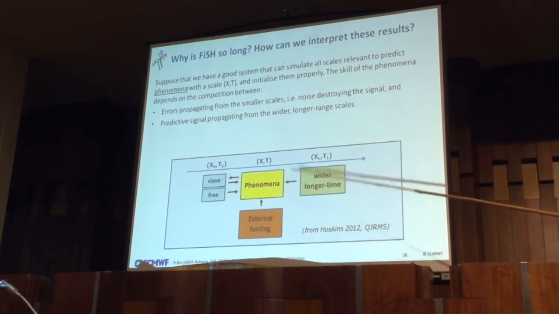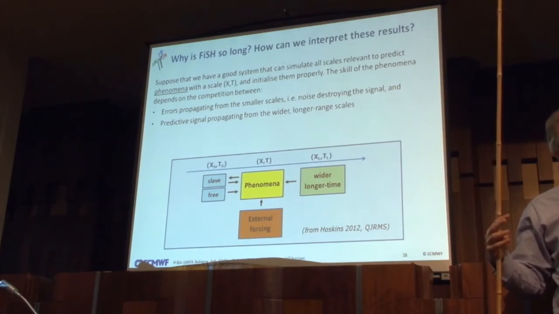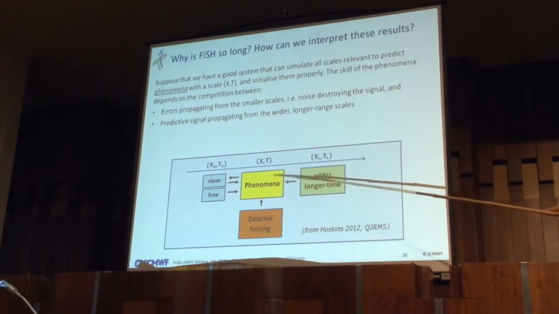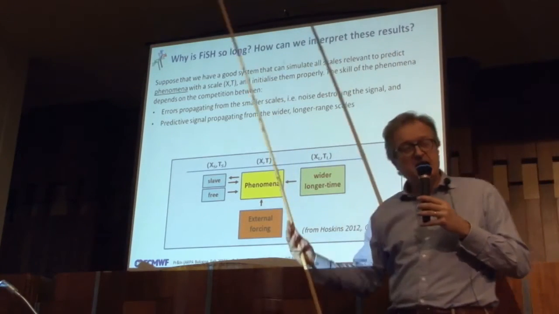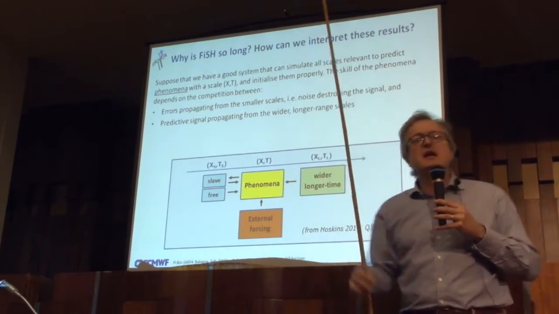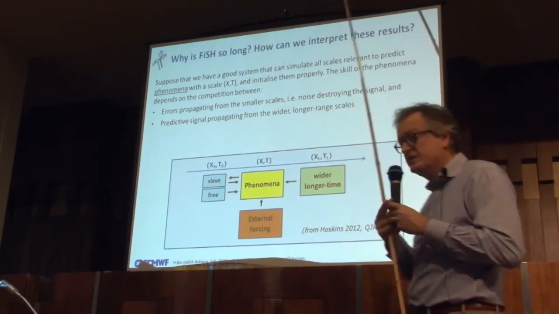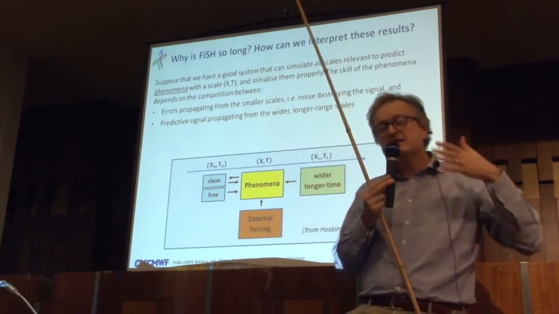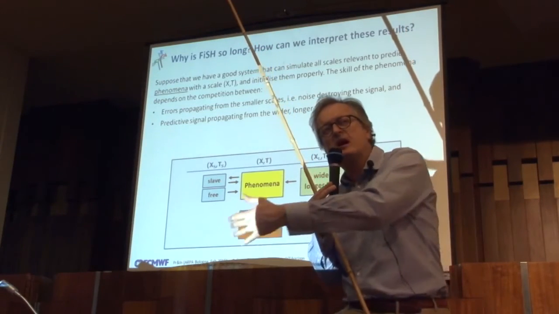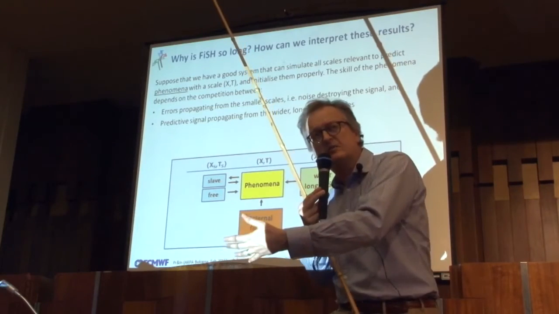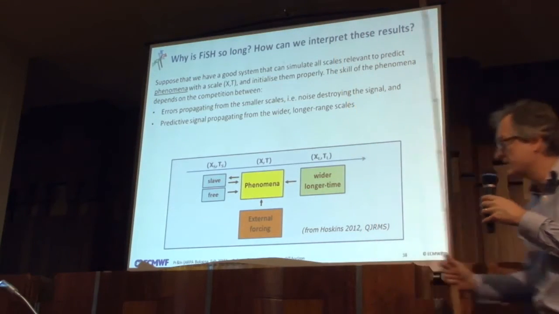This is a nice diagram from Brian Hoskins' 2012 paper. Suppose you want to predict a phenomenon with certain spatial and temporal scales. The evolution of this phenomenon is influenced by wider, longer time scales that can force it, or propagate some predictable signal onto it. It's influenced by some external forcing. For example, if there is a very dry summer condition and we are able to initialize the soil, the memory of the soil might last 1, 2, 3 months, and this could induce a predictable signal on large-scale patterns over Europe. For example, the drought over Eastern Europe in 2012.